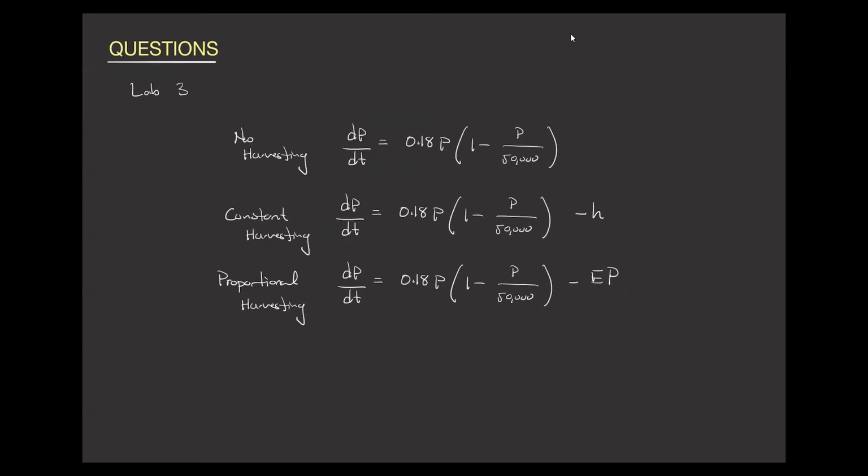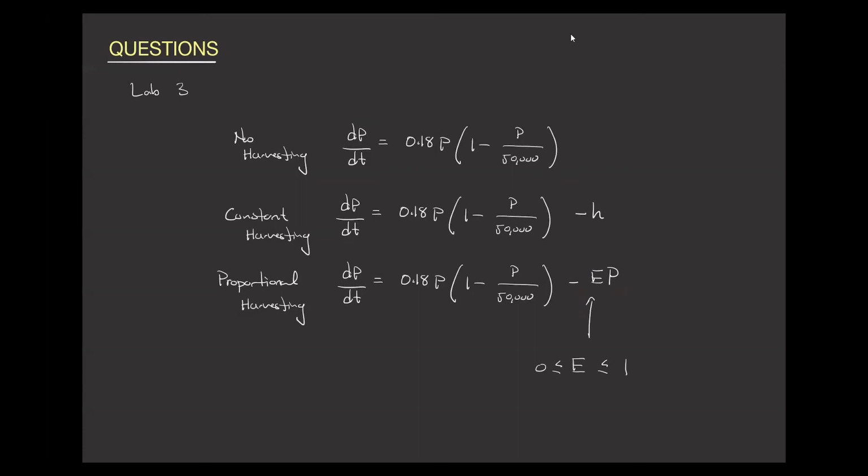Since you're taking a proportion, this e is going to be somewhere between 0 and 1. So if your population is, let's say, 50,000, and you're taking away 10%, then you'll take away 5,000, and so on. So that's between 0 and 1. But mathematically, it's nothing fancy. It's just a constant number.